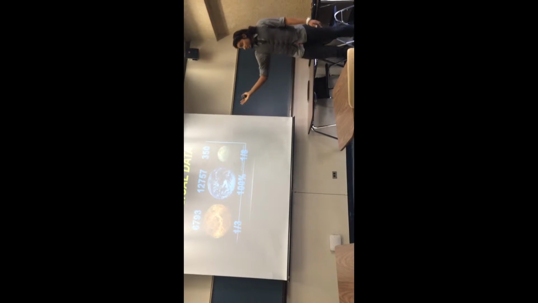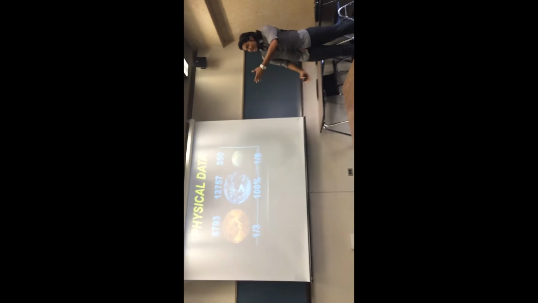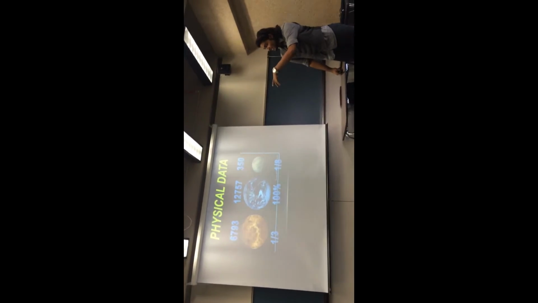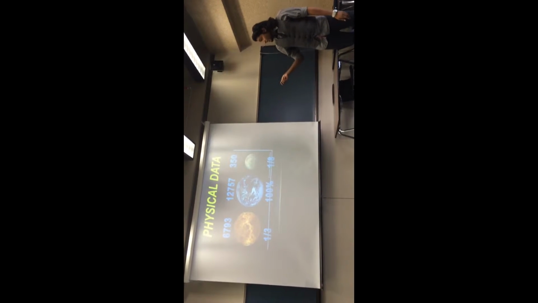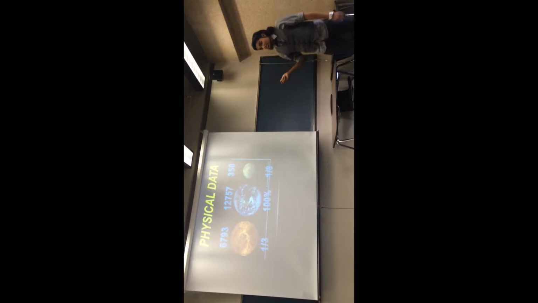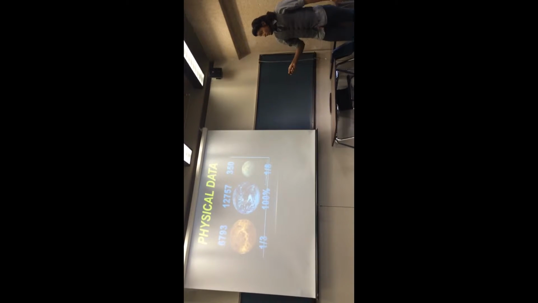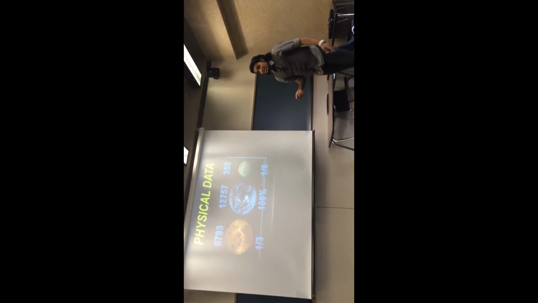Here, the diameter of Earth is 12,757, but Mars is mostly half of that. It's 6,793, and the Moon is 350. The Earth has only 1 moon, but Mars has 2 moons.